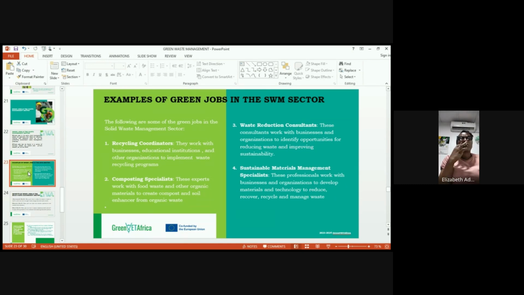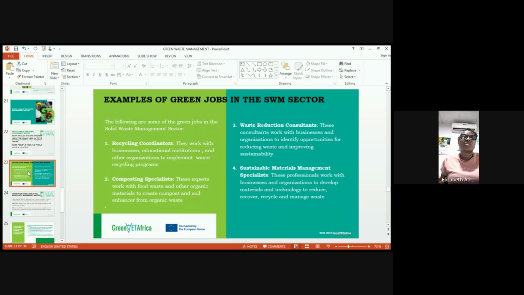Composting promotes soil health and efficient food production. Then we have waste reduction consultants. These are consultants that work with businesses and organizations to identify opportunities for reducing waste and improving sustainability. Like I said, these are environmental consultants, and one of the things they look at is the holistic operation or production process in a company, and see how they can minimize waste and also improve profit and efficiency.